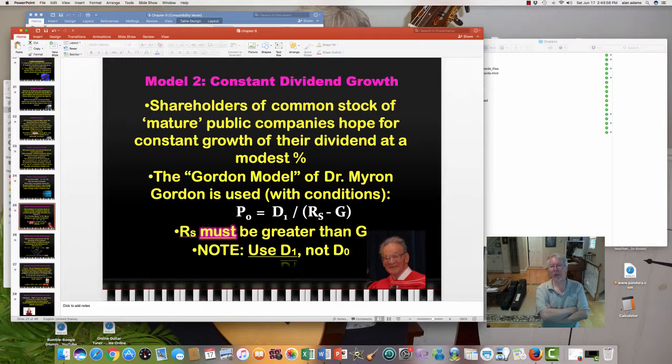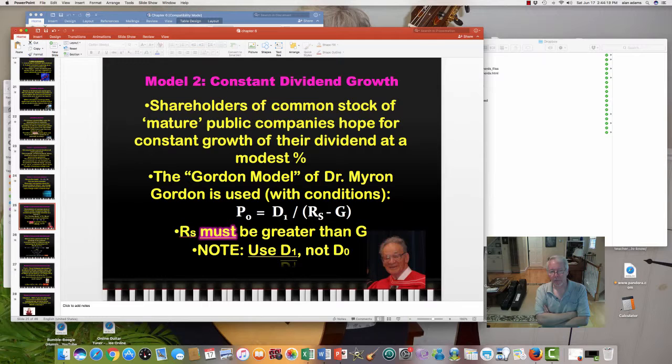Now, what if that's not the case? Well, there are other means you have to use, but those are for more advanced courses of study. But if R sub S is greater than G, you can use the Gordon model. All right, what if R sub S and G were the same? R sub S minus G would be 0. You know that you can't divide by 0. That's mathematically not defined. Okay?